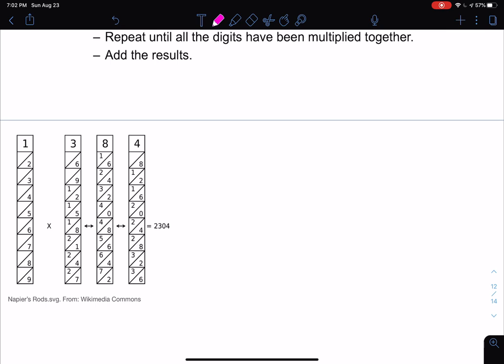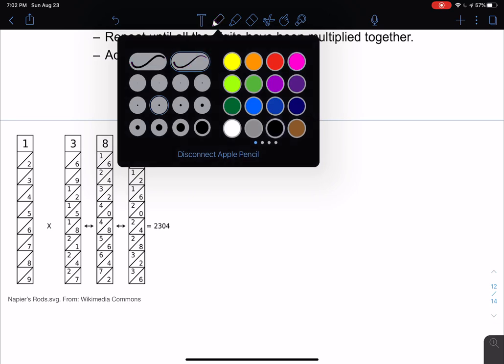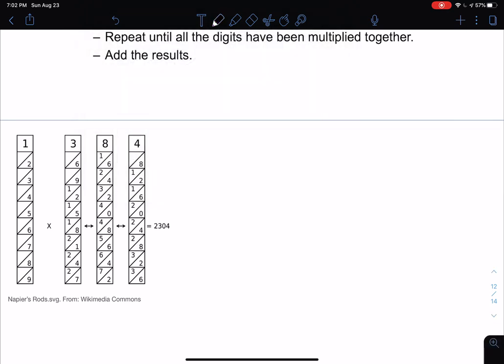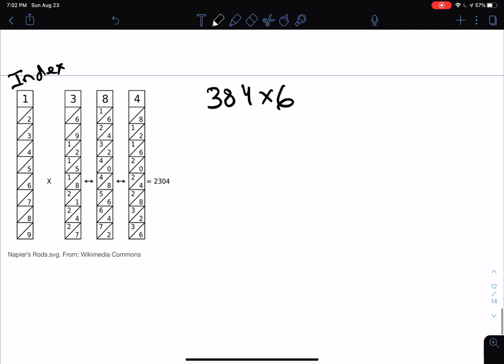Okay, in this example, I pulled this from the Wikimedia Commons, so it's a free image out there to use. So I'm going to just use the example they have on there. They are interested in multiplying 384 times 6. So what they've done is they've used the index rod here, and they're focusing in on the 6.